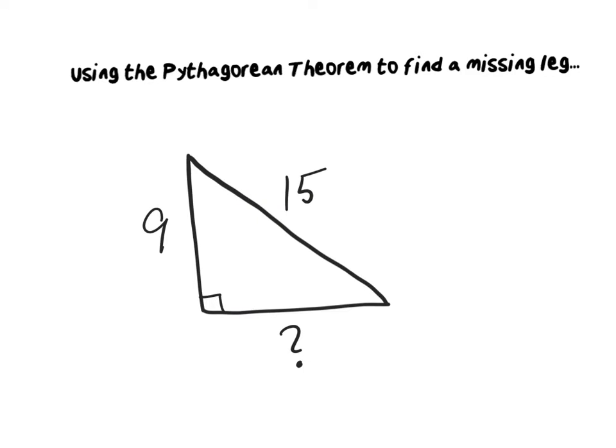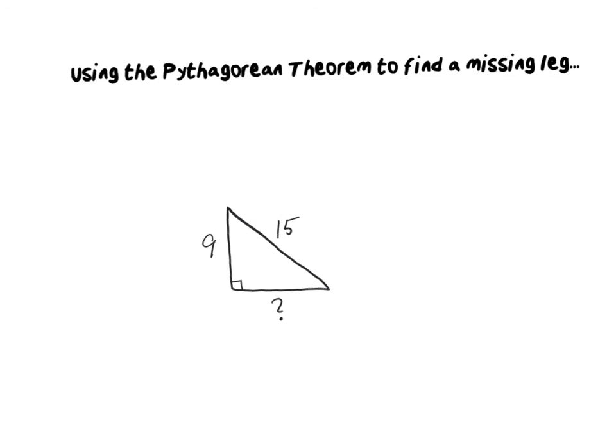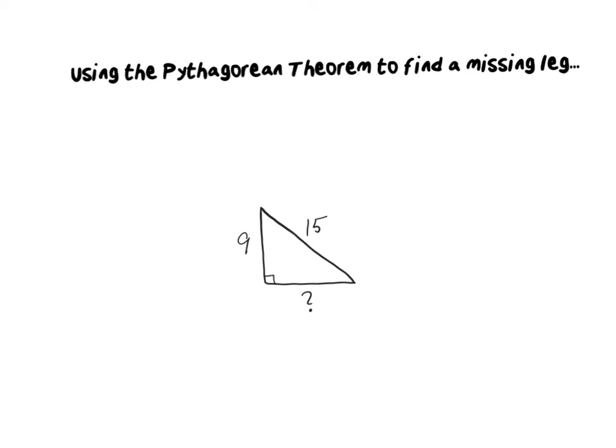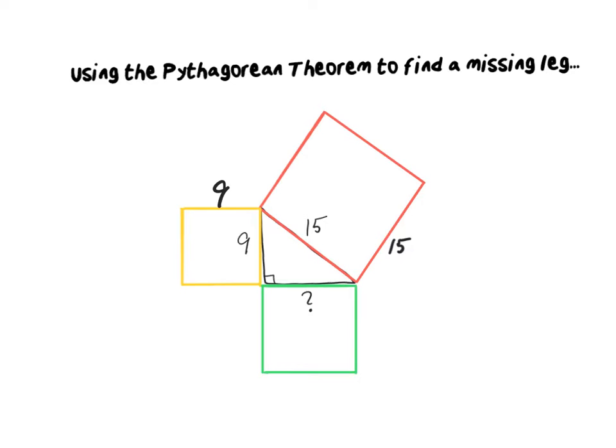All right, so let's use the Pythagorean theorem to find this missing leg. So let's begin by squaring all of our sides. And remember, squaring is raising to the second power. So 15 squared, that's 15 times 15. 9 squared is 9 times 9. And then we have a question mark for our green box. So 15 times 15 is 225. 9 times 9 is 81.